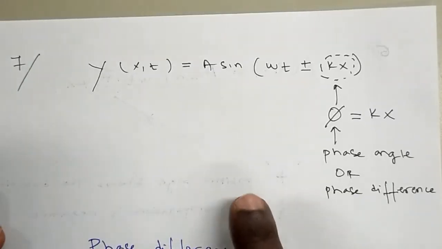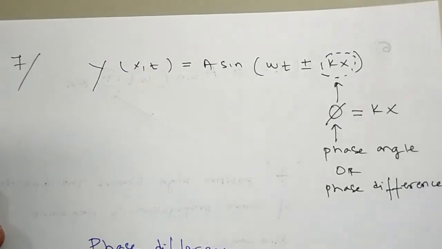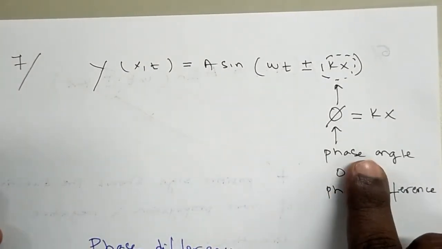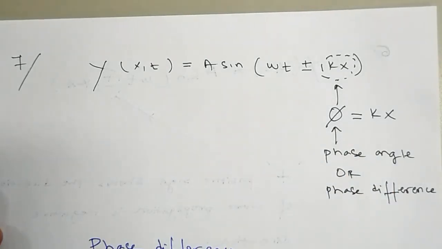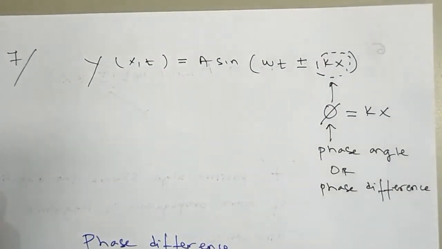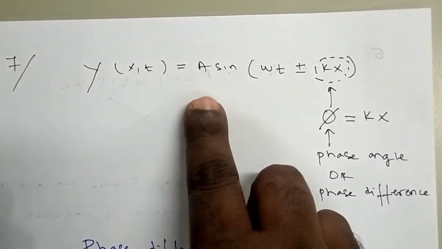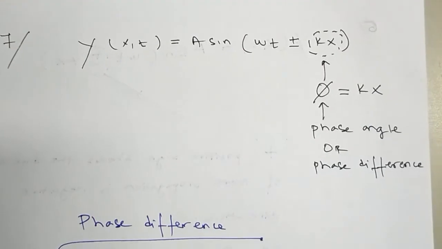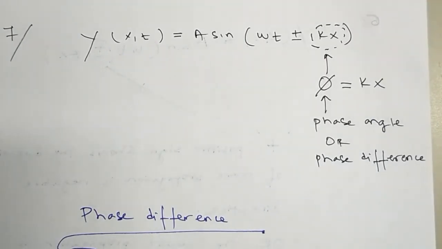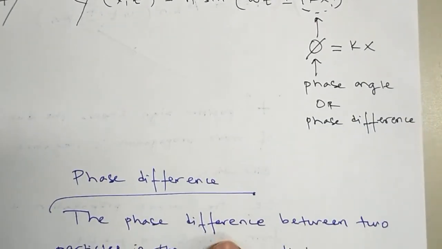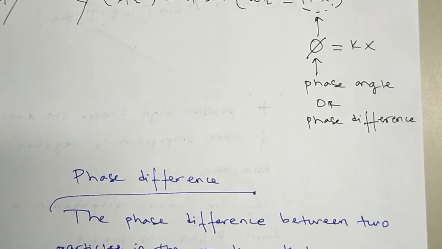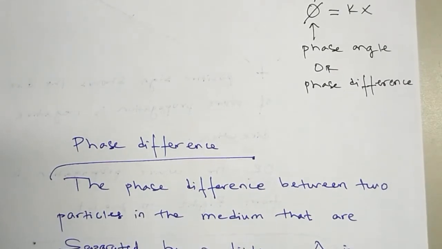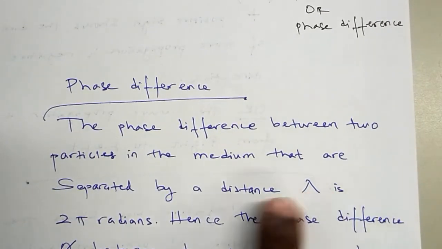In this section, we're going to see clearly the definition for phase angle or phase difference, which is part of the progressive wave. What is meant by phase difference? The phase difference between two particles in the medium that are separated by a distance λ is 2π radians.